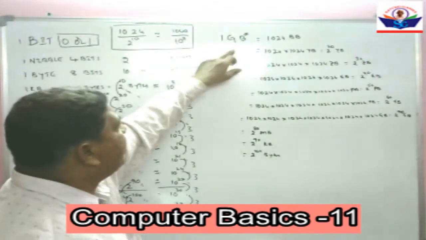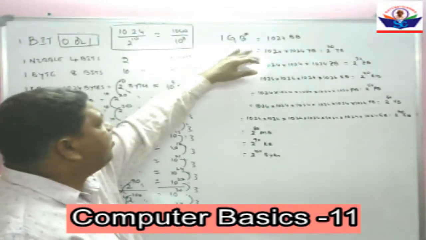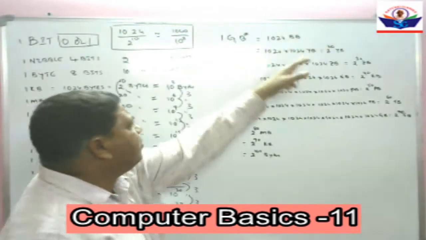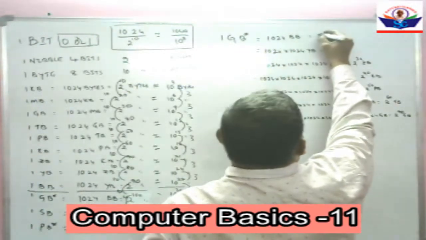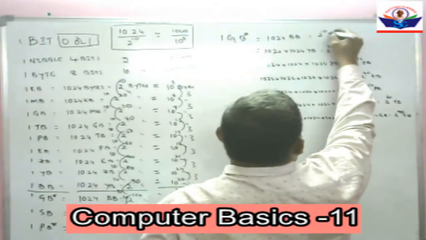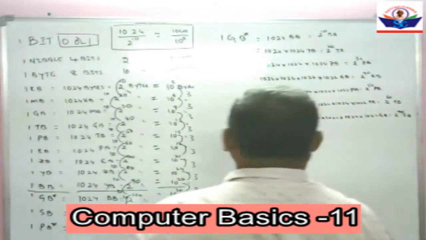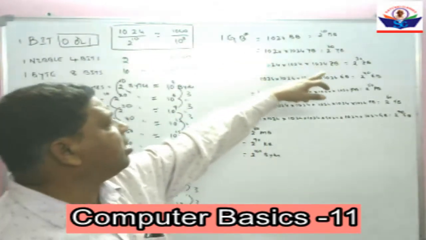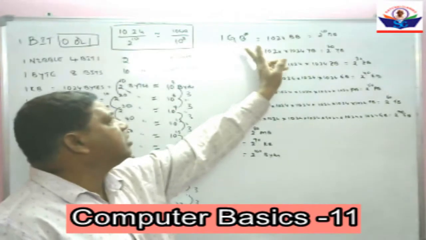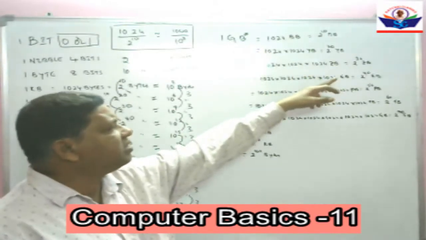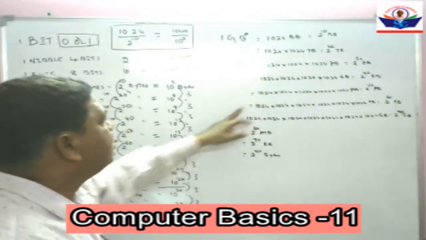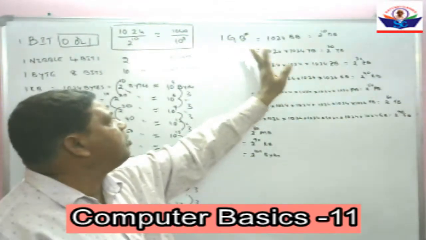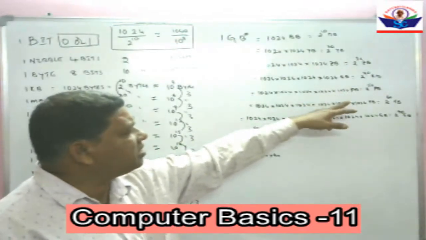So 1 geobyte can be represented as 1024 protobyte, that is equal to 2 to the power of 10 protobyte, which is equal to 2 to the power of 20 yottabyte. 1 geobyte is equal to 2 to the power of 30 zettabyte. It is equal to 2 to the power of 40 exabyte.